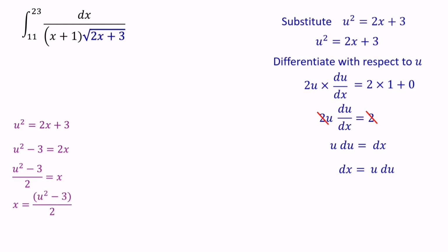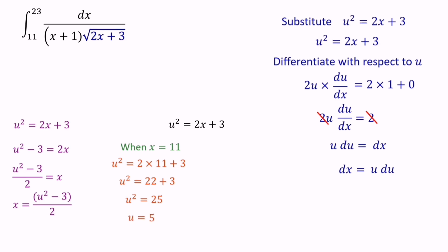Now we need to change upper limit and lower limit according to u variable. When x equals 11, u squared equals 2 times 11 plus 3. Then u squared equals 25. Square root value we can consider in both sides. Then u equals 5. When x equals 23, u squared equals 2 times 23 plus 3. Then u squared equals 49. We can consider square root value. Then u equals 7.